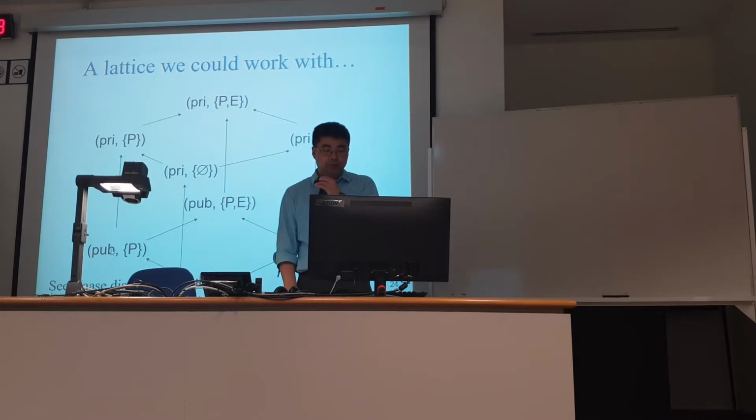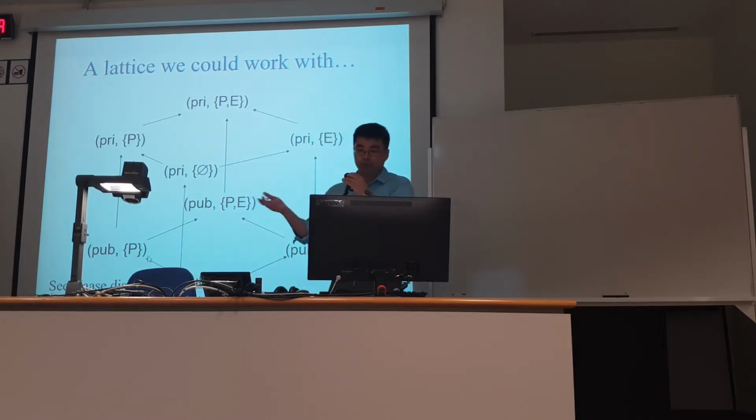For example, here, (pub, P) will dominate this one, since the arrow points to the dominating element. Why? Because pub is equal to pub, but P will dominate the empty set. So overall, this one will dominate the bottom one. Then if you look at this one, pub again equals pub, and PE is a superset of P, so it will dominate (pub, P). And here, private dominates pub, and P is equal to P, so (private, P) will dominate (public, P).